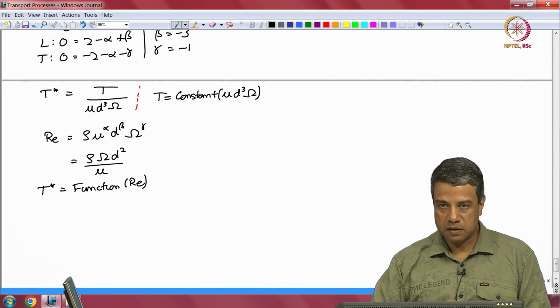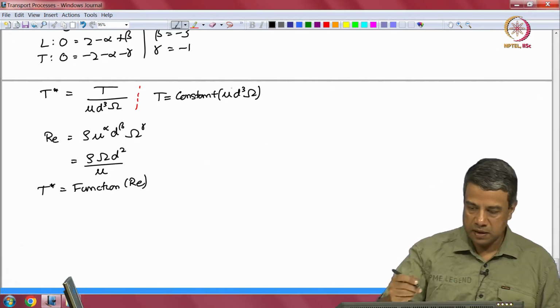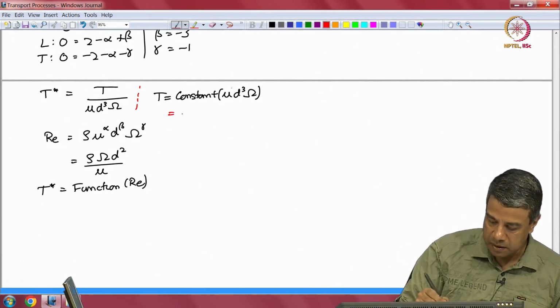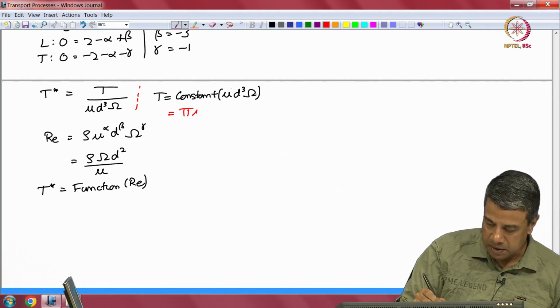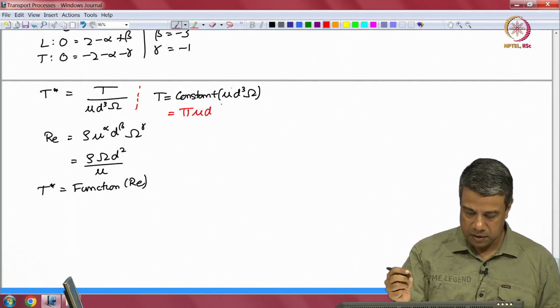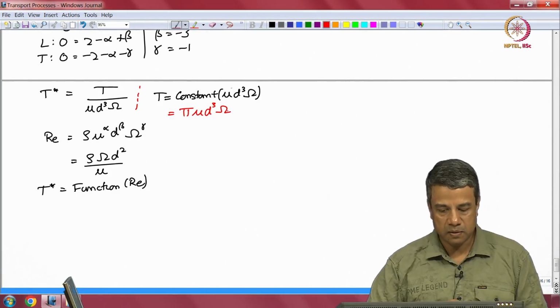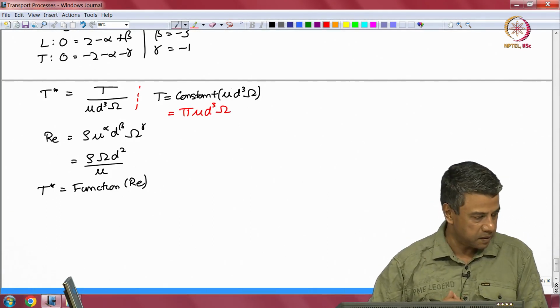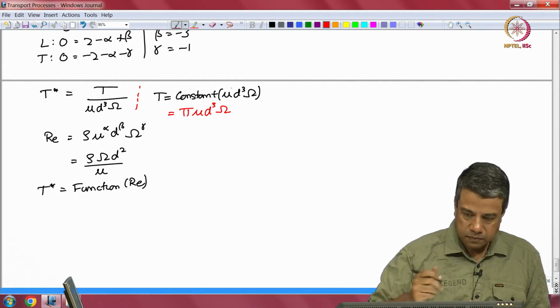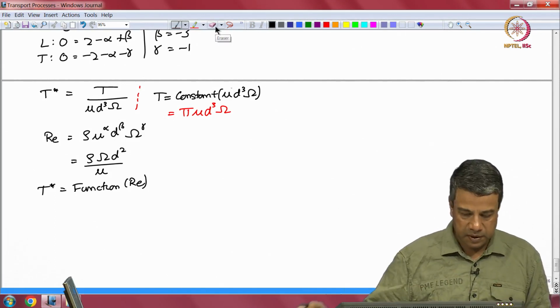Dimensional analysis does not tell us what that constant is, but we can derive that constant from more detailed calculations. It turns out that the constant is just equal to pi, and the expression is pi mu d cubed omega, which is the torque on the particle.